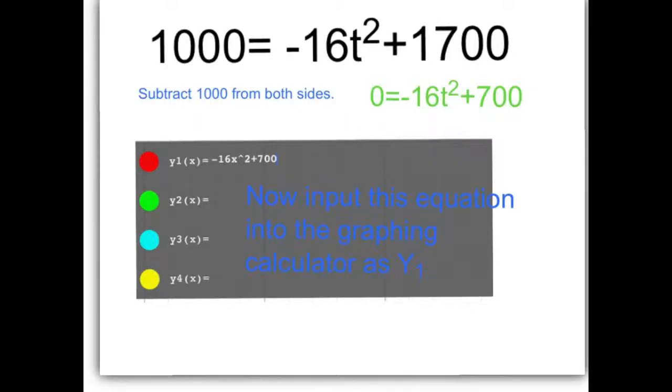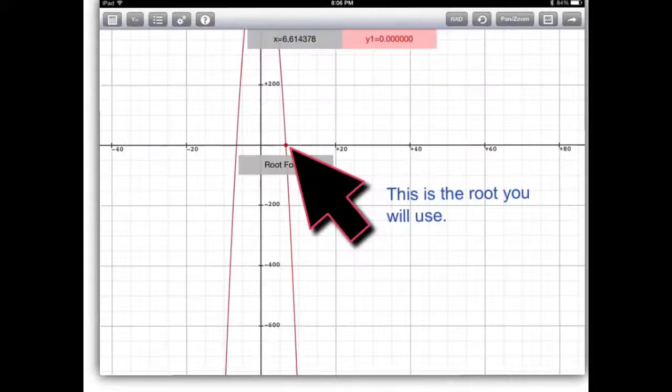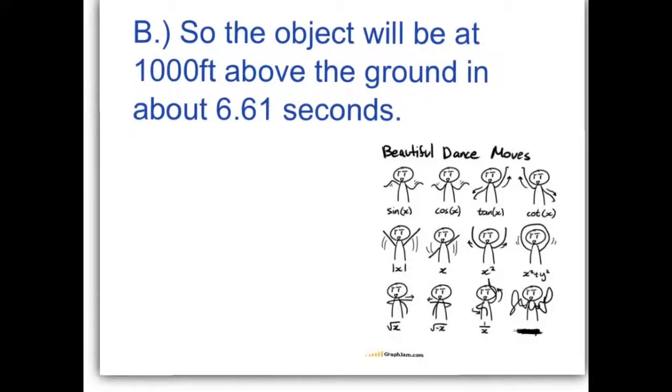Now let's solve. Subtract 1,000 from both sides to get 0 equals negative 16t squared plus 700. Once you get that, input this equation into the graphing calculator as y1. The root you will use is the positive one, for time cannot be a negative number, so round to the nearest hundredth. So, the object will be 1,000 feet above the ground in about 6.61 seconds.